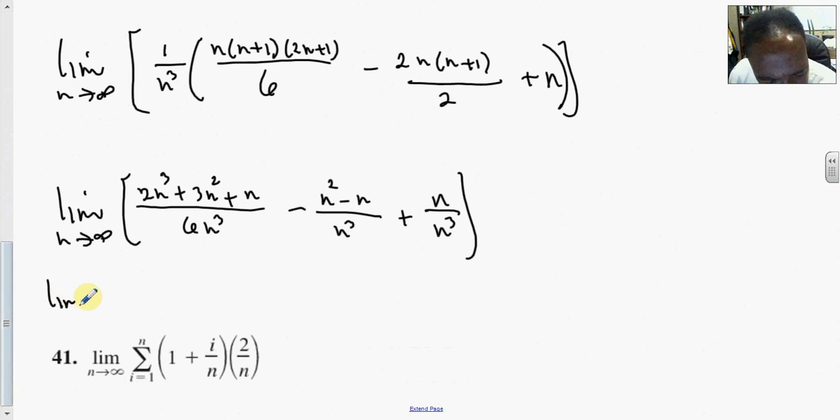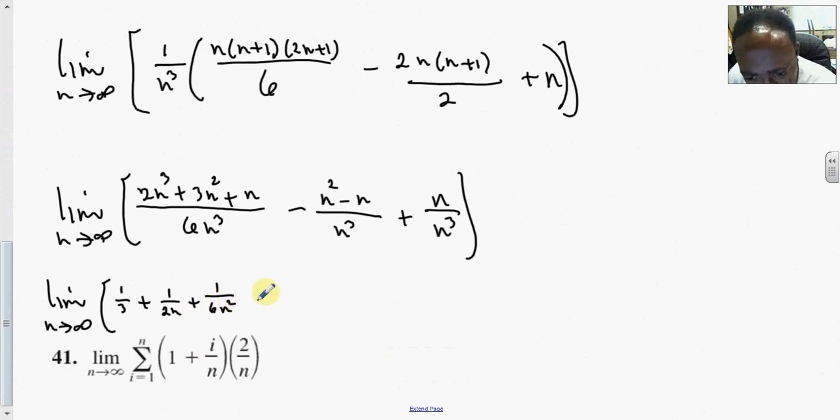So this is the limit as n goes to infinity. Let's do the simplification. This term here divided by 6n to the third is 1/3 plus 1 over 2n plus 1 over 6n squared. This is minus 1 over n, plus sign, negative sign, so we understand that. And then this is minus 1 over n squared. This is plus 1 over n squared.